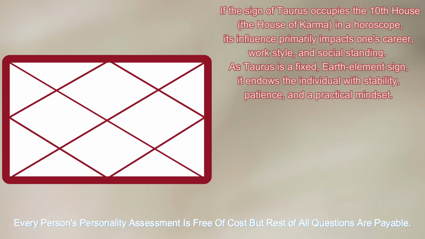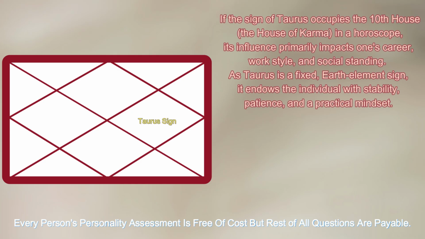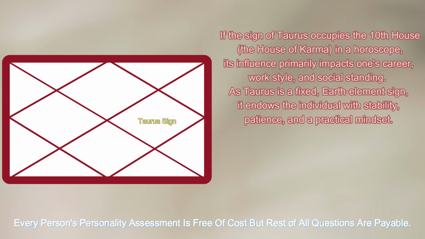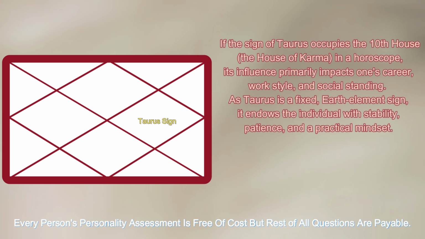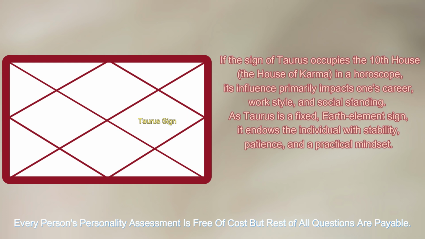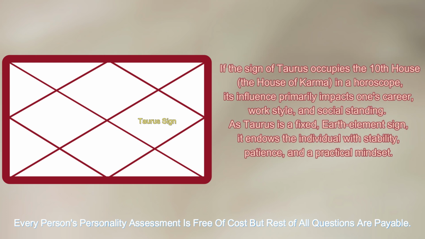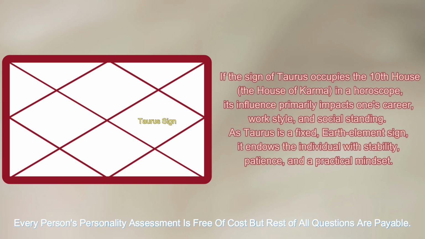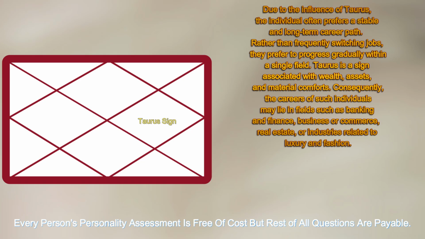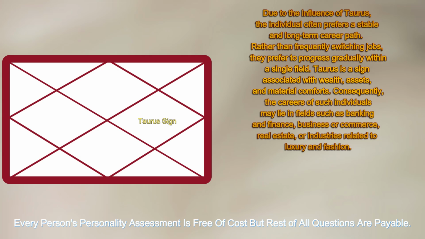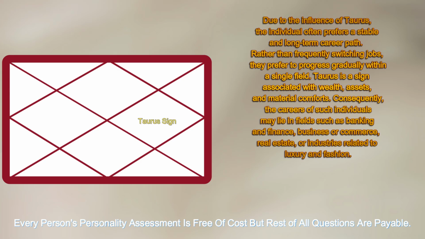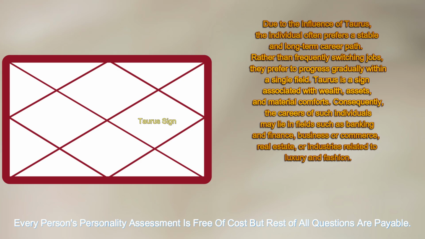If the sign of Taurus occupies the 10th house, the house of karma, in a horoscope, its influence primarily impacts one's career, work style, and social standing. As Taurus is a fixed, earth element sign, it endows the individual with stability, patience, and a practical mindset. Due to the influence of Taurus, the individual often prefers a stable and long-term career path. Rather than frequently switching jobs, they prefer to progress gradually within a single field.